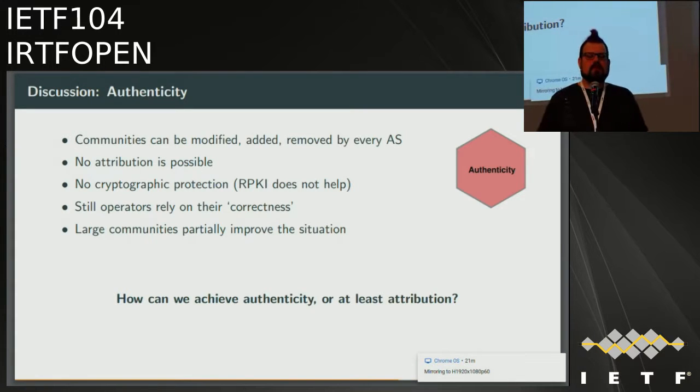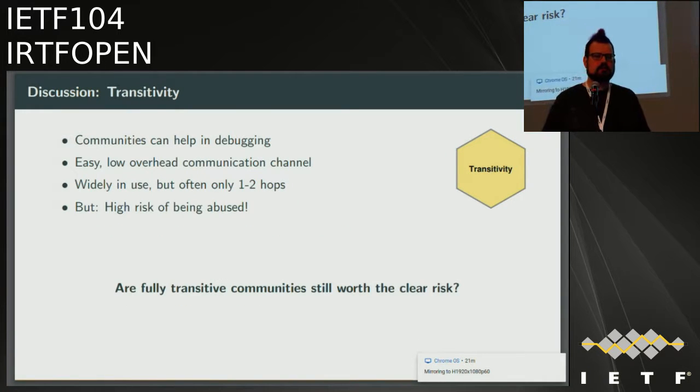On the other hand, we also see that operators rely on the correctness of community values, because they are basing policy decisions on, for example, where a route has been learned. And large communities are there, but they only partially improve the situation, because all of these points still apply to large communities. They only fix the first part of being an AS number. So the question is, how can we achieve authenticity, or at least attribution? So after an incident, you know who you have to talk to, to prevent further problems in the future.